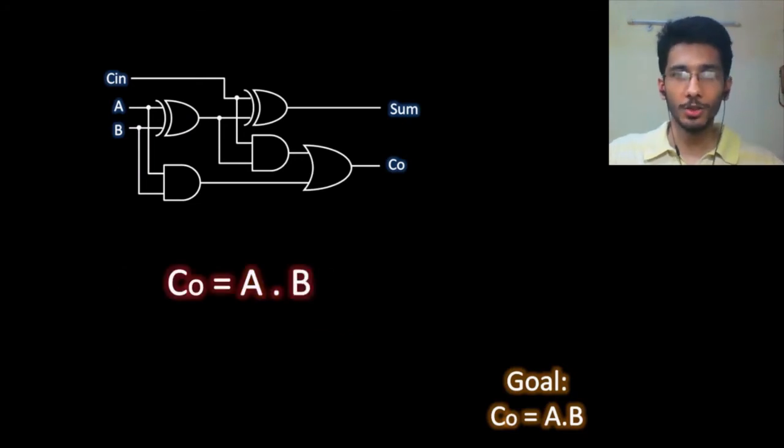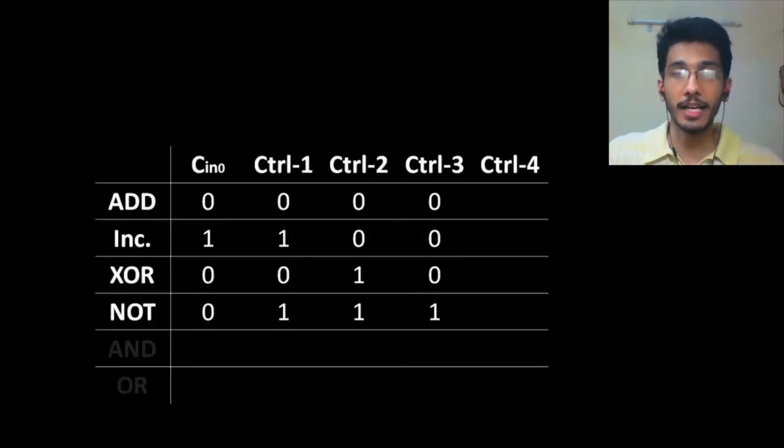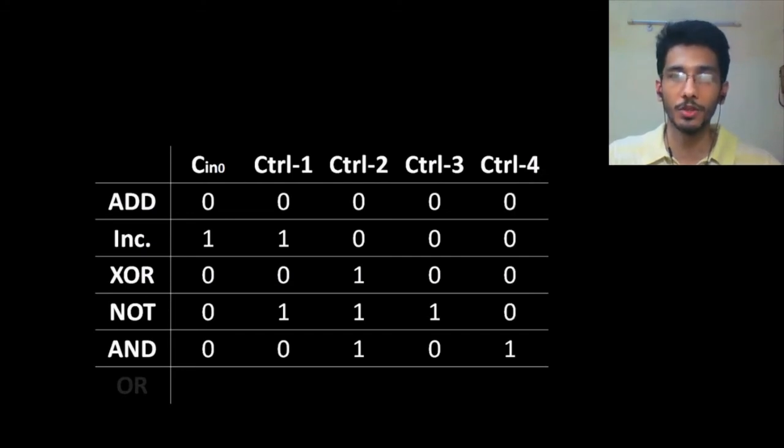With all this, we can conclude that in order to get A and B, we just have to set carry in to 0, and we have to look at carry out as the final output. So let's update our control word table. For the AND operation, we activate control line 2, so that sets carry in to 0, and we activate control line 4, which sends carry out to the output of the ALU. Now since the rest of the operations we've already figured out, we just fill that with zeros, and let's move on to the final operation, the OR operation.